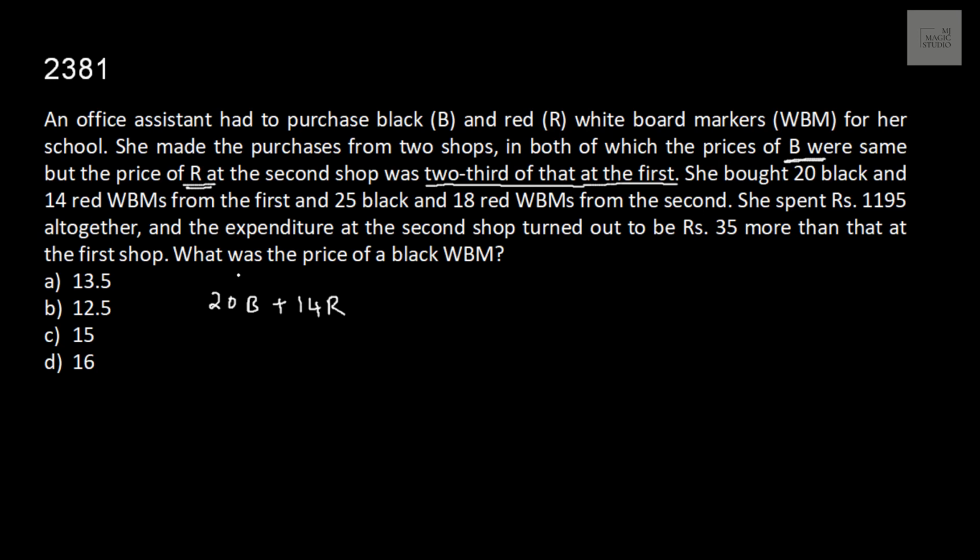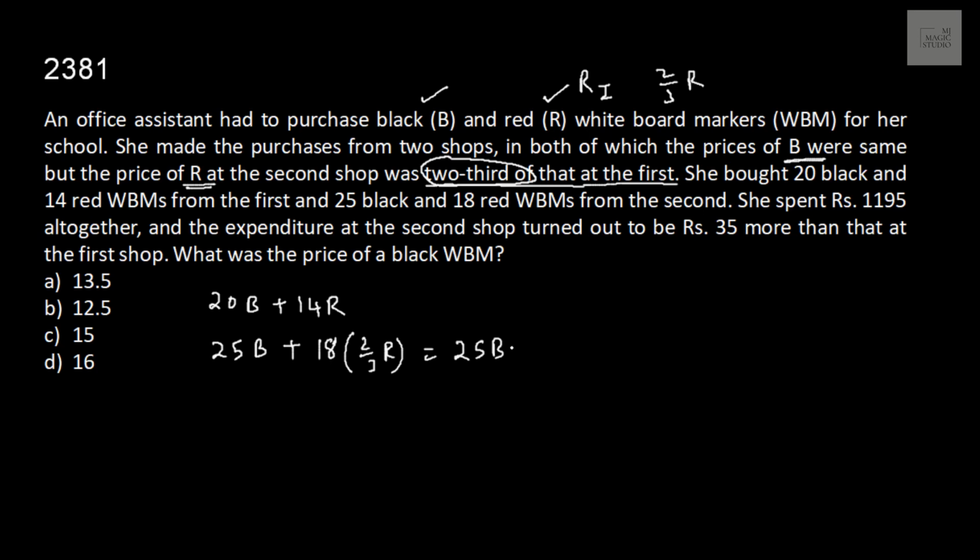If B is the price per black and R is the price per red whiteboard marker in the first shop, then the price in the second shop should be 2/3 of the first one. That would be 2/3 R. She bought 20 black and 14 red from the first, and 25 black and 18 red from the second. 18 into the price of red at the second shop, 2/3 R, gives 25 black plus 12 R if we convert on the same basis.